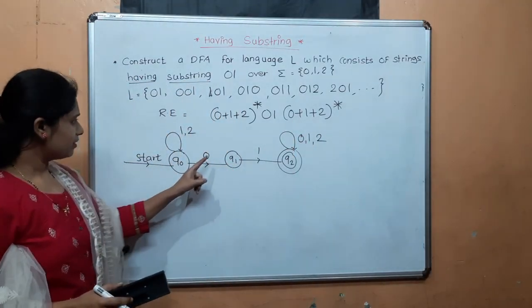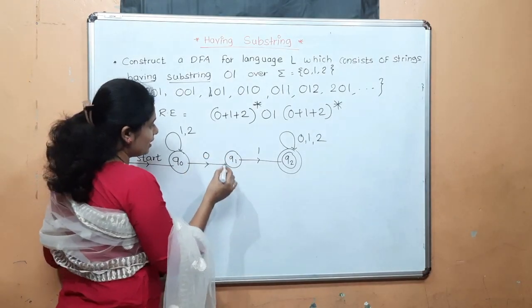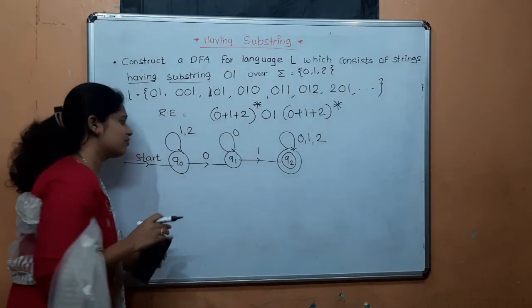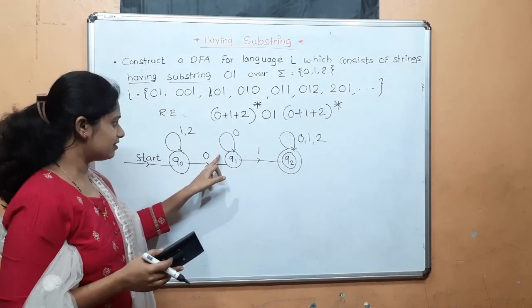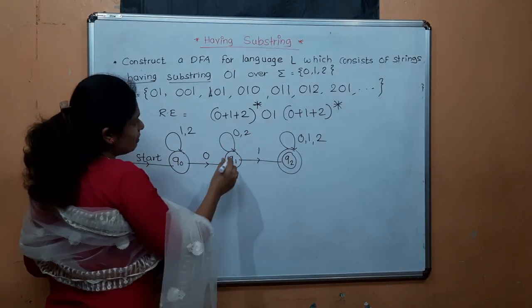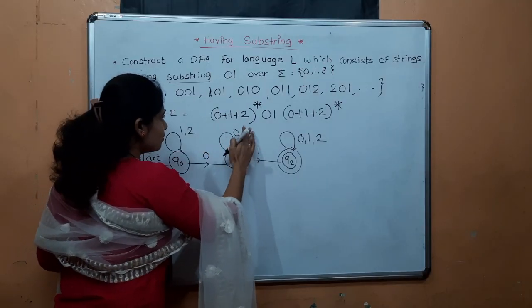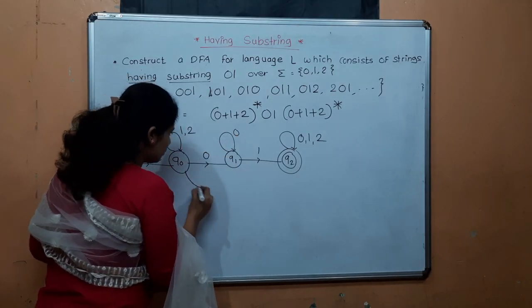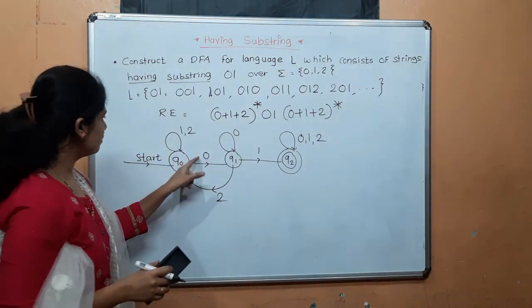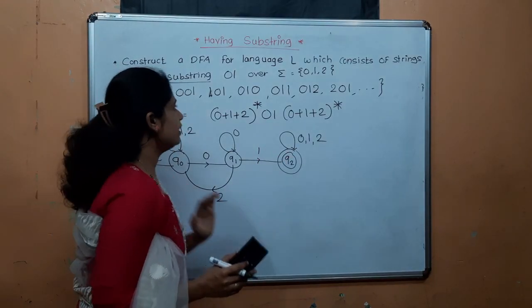Now see here, if 0 occurs in between 0 and 1, then what can I do? I can give a self loop of 0 here, okay. But if 2 occurs after this 0, what can I do? I cannot write 2 here because it will become 2 1. The condition is that the string has 0 1, not 2 1. So we can give 2 back to Q0, okay. Check Q0 0 1 2, Q1 0 1 2, Q2 0 1 2.